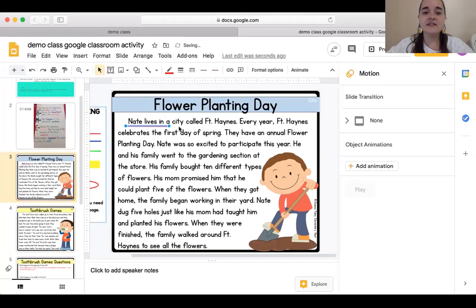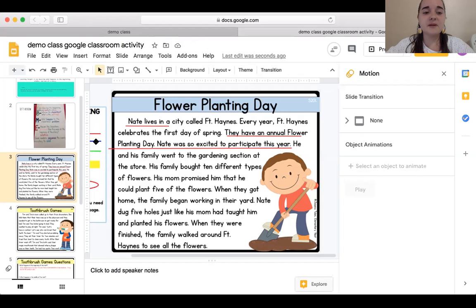Nate lives in a city called Fort Hays. What else happens in the beginning of this story? Let's see. Fort Hays celebrates the first day of spring. They have an annual flower planting day. That's also part of my beginning of the story. And Nate was so excited to participate this year. So that's the beginning of the story. We're meeting Nate, and we're seeing what Nate is going to do in this story.